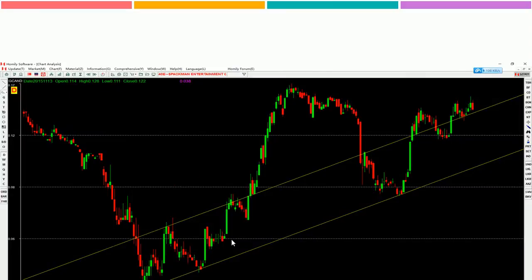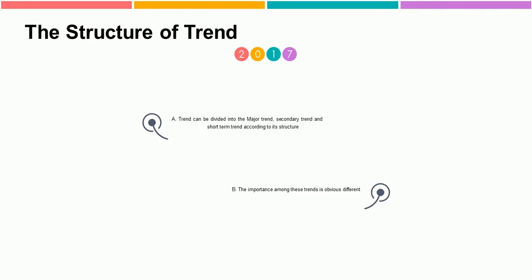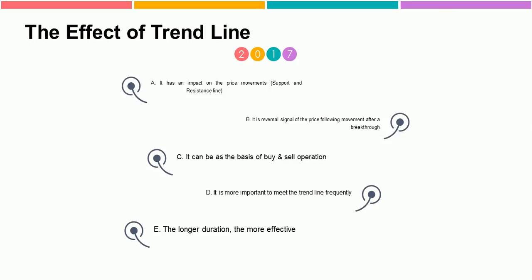Later I'll show you. So we can see the structure of trend. Trend can be divided into the major trend, the secondary trend, and the short-term trend according to its structure. The importance among these trends is obviously different. Okay, this is some content, we just know it. It has an impact on the price movements, support and resistance line. It is a reversal signal of the price following the movement after breakthrough. It can be the basis of buy and sell operation. It is more important to meet the trend line frequently. The longer the duration, the more effective.